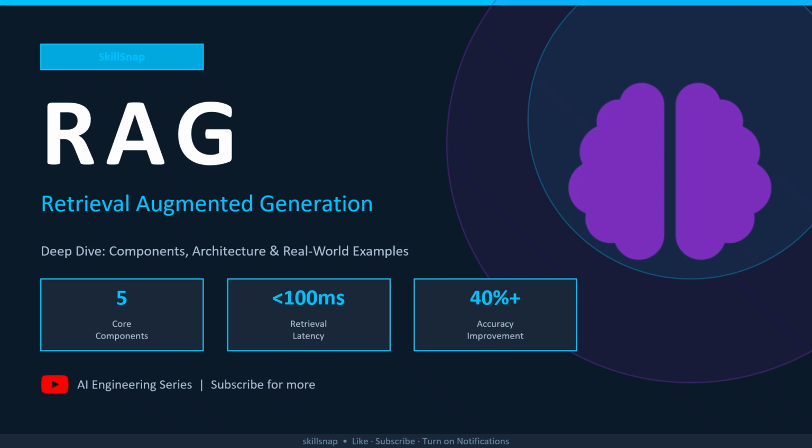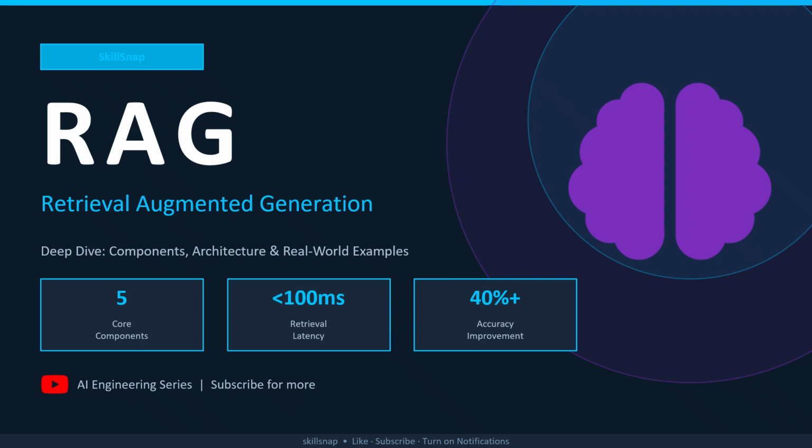I'm Vaishnavi, and in today's video we are going deep on one of the most powerful and widely used techniques in AI right now, RAG, which stands for Retrieval Augmented Generation. By the end of this video, you will understand exactly what RAG is, why it exists, how each component works under the hood, and how companies are using it in real-time products today.